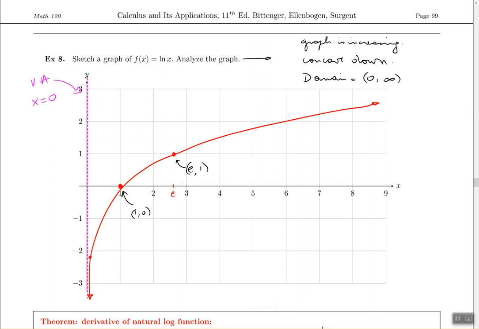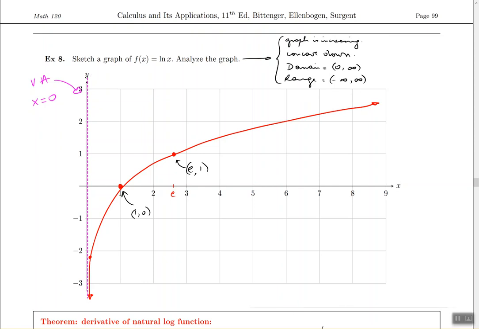In other terms, it's like a border that prevents the graph from moving any more to the left. And the range on this graph is all real numbers. The graph starts down at negative infinity and it goes up forever. So that's the reason why the range is from negative infinity to positive infinity. And that's the analysis of the graph.